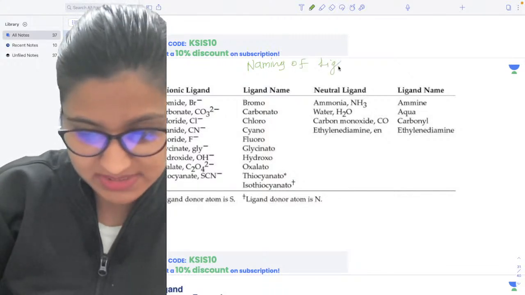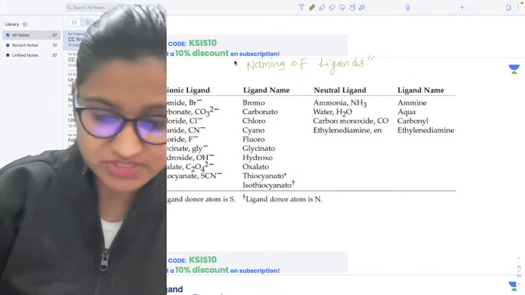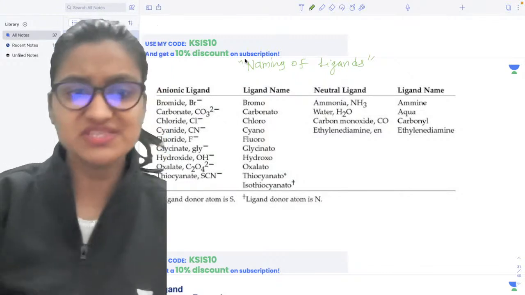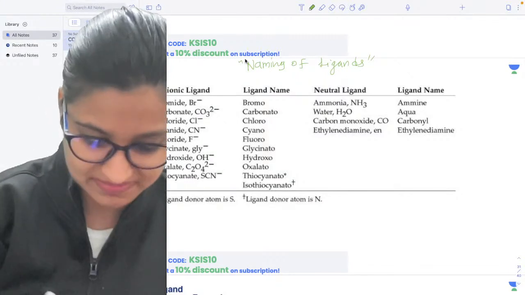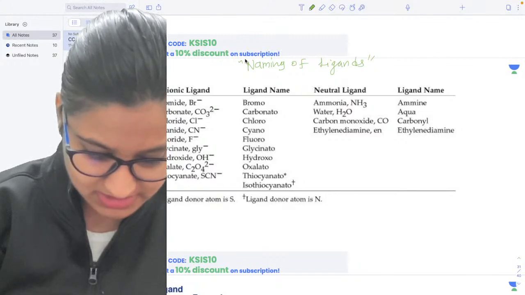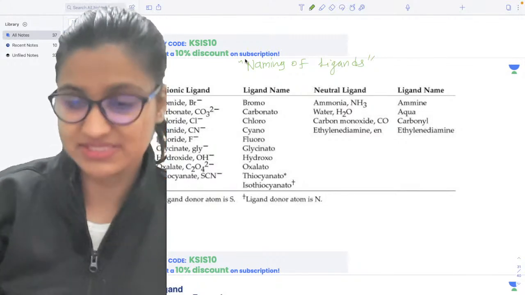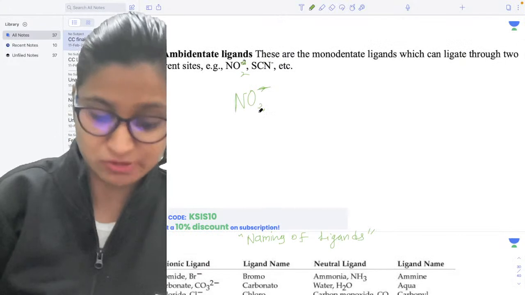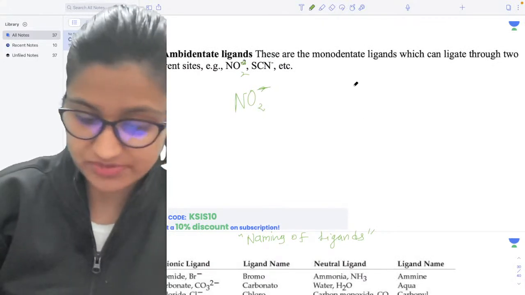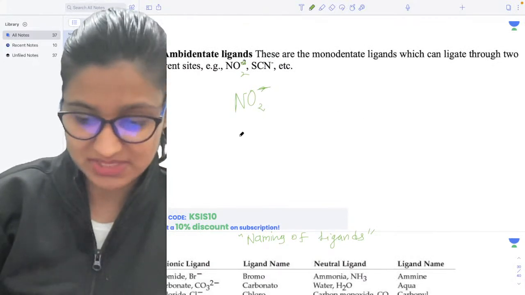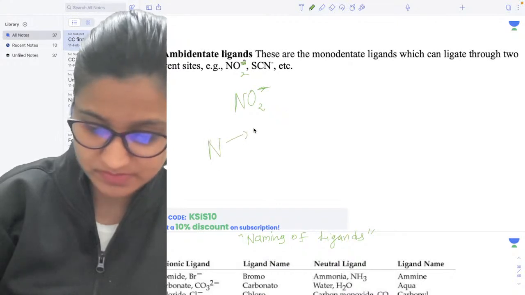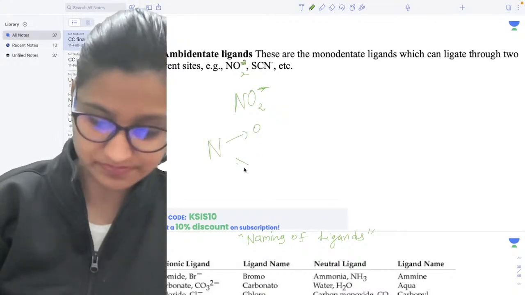Naming of ligands. First of all, you should know how to name ligands. We were talking about NO2 negative. You already know the structure is something like this: N, with a coordinate bond here and a double bond.